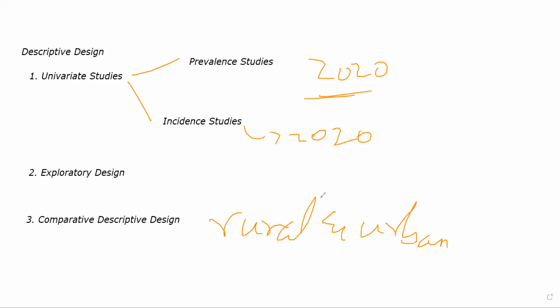Then there is comparative descriptive design. Comparative descriptive design में आप क्या कर रहे हैं, दो particular phenomena, दो group ले रहे हैं and एक particular attribute पे दोनों को compare कर रहे हैं, ठीक है. For example, health problems in rural and urban settings. So that is descriptive design. Then we have correlational design.